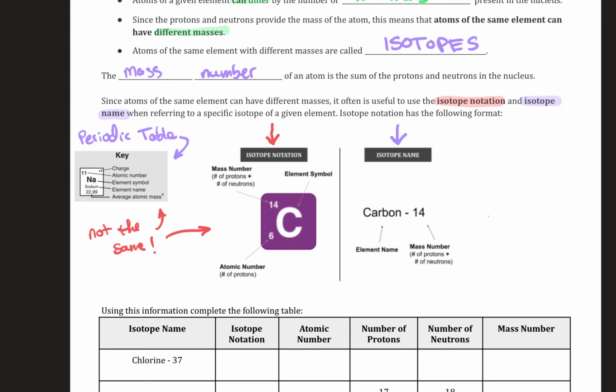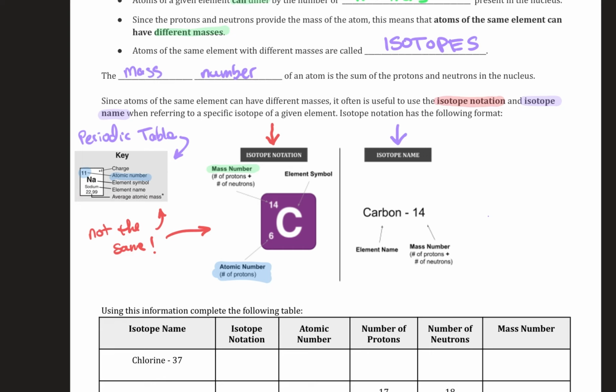Isotope notation has the atomic number in the bottom left-hand corner, and the mass number, which is the sum of the protons and the neutrons in that specific isotope, goes in the top left-hand corner. It still has the element symbol in the middle of the box.